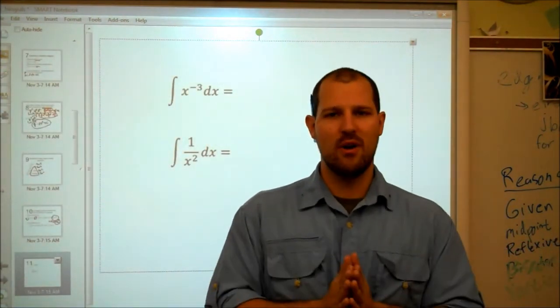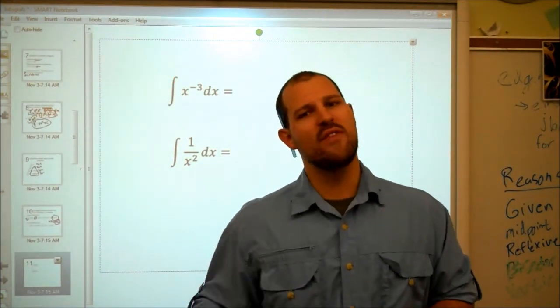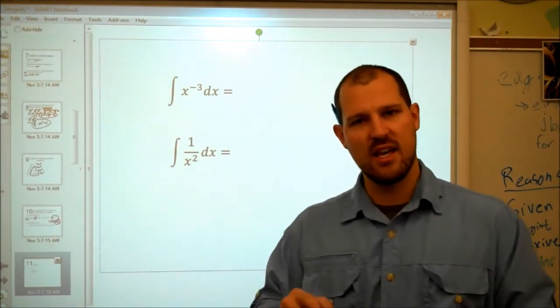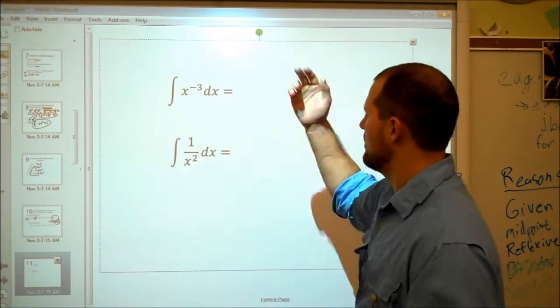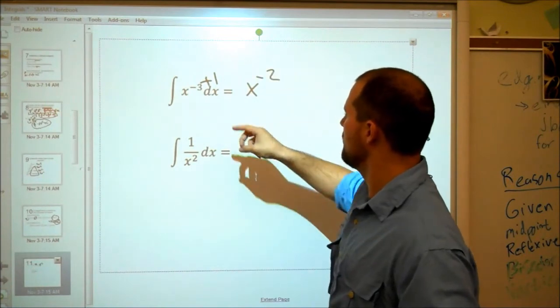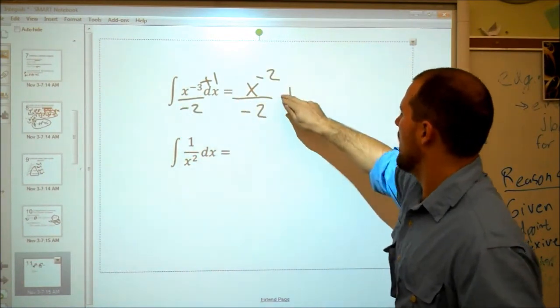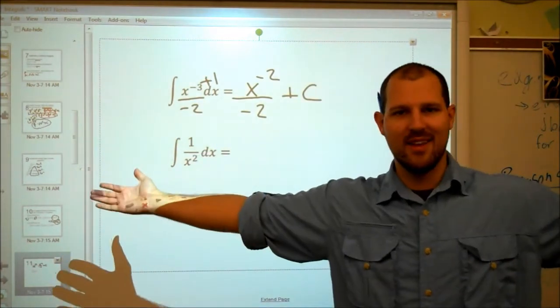If you want to, you might want to write "add and divide" at the top of the header for this lesson, because until we learn more advanced techniques, that's really all we're doing. We're adding to the exponent, dividing by that result. Let's do it. I'm just going to put a little plus 1 here. Negative 3 plus 1 would be x to the negative 2. I have to divide by that same thing, and I have to write plus c. Done. That's all it is.